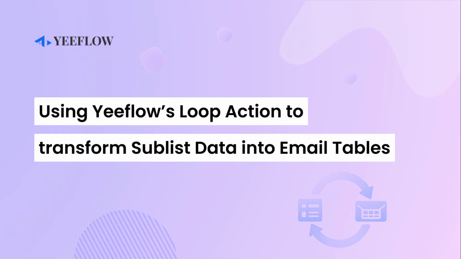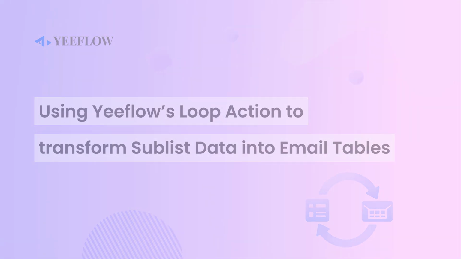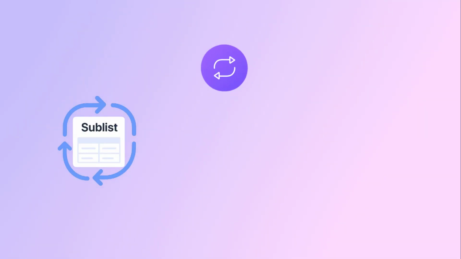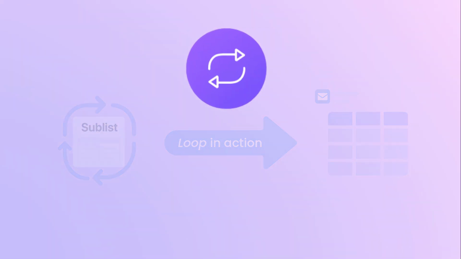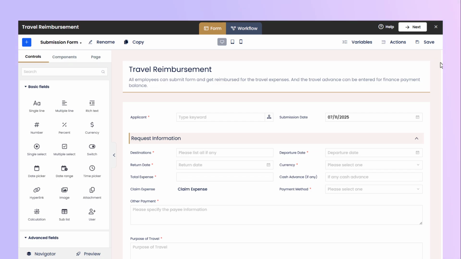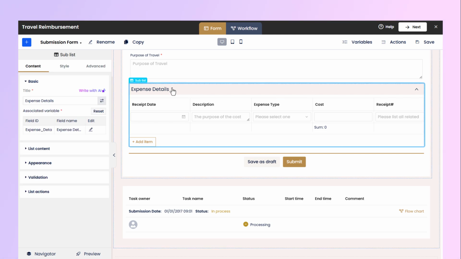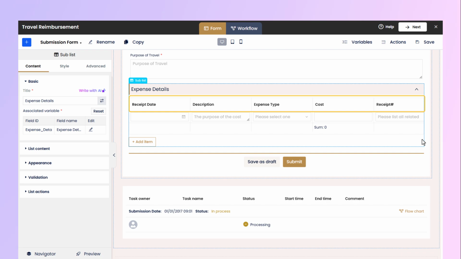Welcome to YFlow. In this tutorial, we'll learn how to use the loop action to transform sublist data into a formatted HTML table for workflow emails. Here, we're using a travel reimbursement form that includes a sublist called expense details, which includes multiple line items such as receipt date, description, expense type, cost, and receipt number.